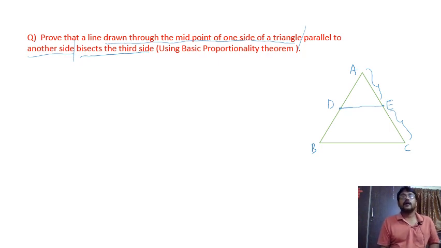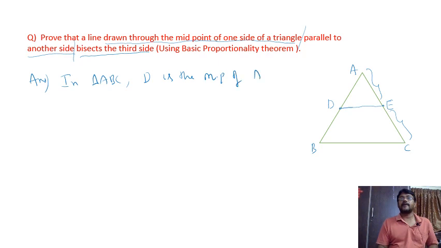So for this, how can we answer? Okay, in triangle ABC, D is the midpoint of AB. Therefore, AD is equal to DB.